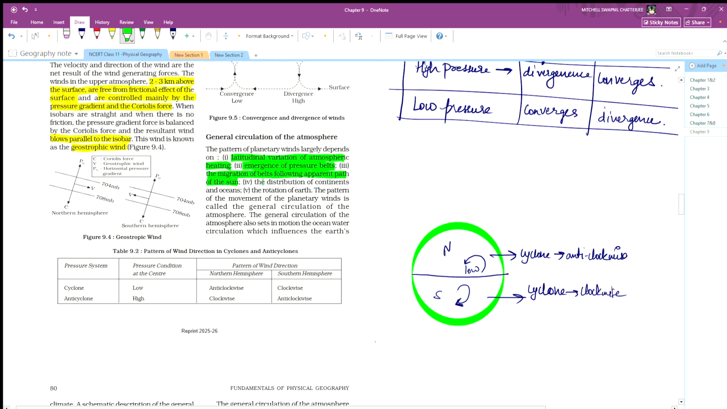We have read this before. Distribution of the continents and the oceans. This is also important. Rotation of Earth, Coriolis force. The pattern of the movement of the planetary wind is called the general circulation of the atmosphere. Okay, this is basically a keyword: general circulation.